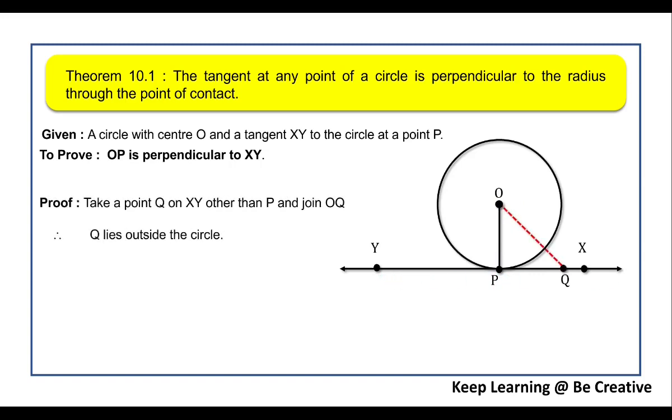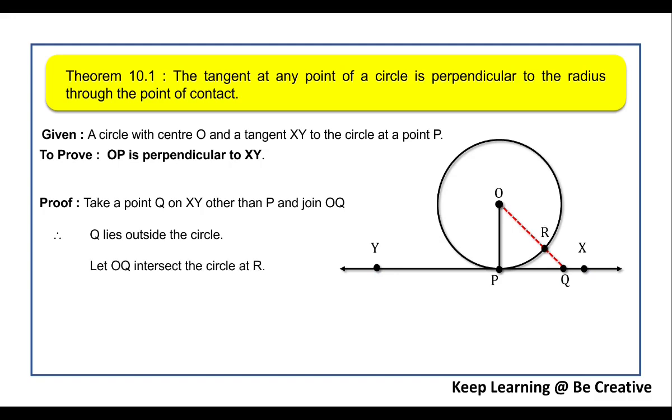For this we will take a point Q other than P on the line XY, and then we are going to join OQ. Now when you have joined OQ, here you can understand that Q will lie outside the circle, because the only common point between the circle and the tangent was P, which we have already connected. So definitely Q will be any other point than P. Also it will be lying outside the circle because XY is the tangent.